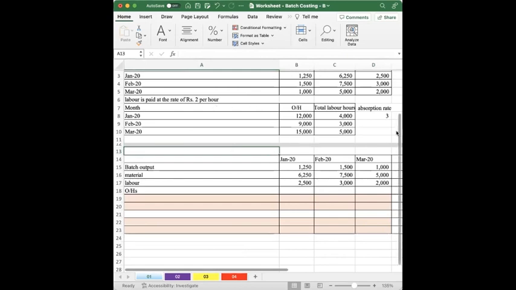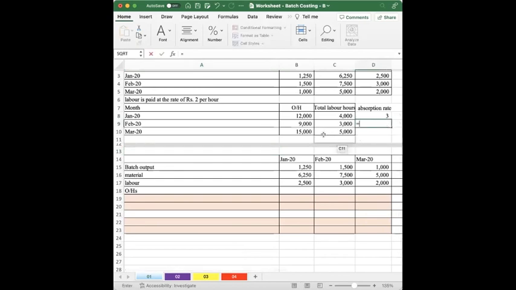So in February also find the absorption rate. You all can do that. Take the total overhead, divide it by total labor hours. Again, for March, total overheads divided by total labor hours, right? So now we know the absorption rate per unit, right? Therefore, let's multiply the absorption rate for January by the batch output. Then you will receive the overhead cost that is relevant to this batch.